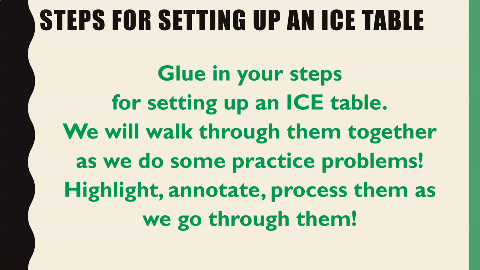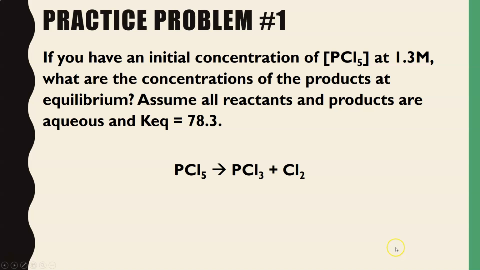We're actually going to start with one of the harder ones. We're going to do like the worst one first, and then I'll show you a trick that makes them a lot easier. So, you have an initial concentration of 1.3 molar. What are the concentrations of the products at equilibrium? Assume all reactants and products are aqueous and that your K value is 78.3. And there's your reaction right there.